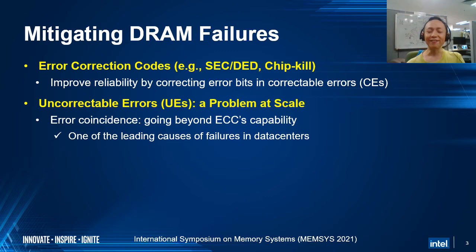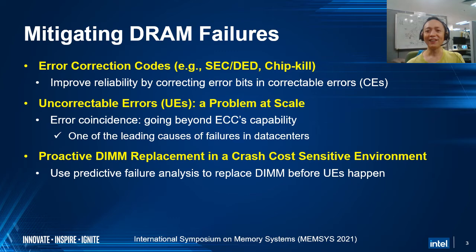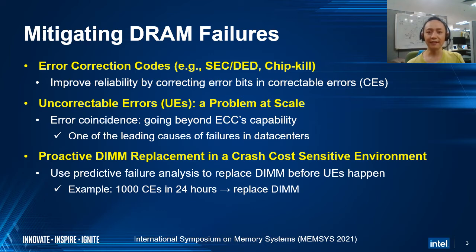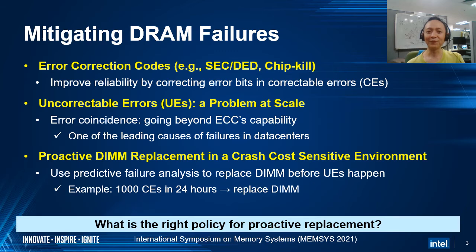As a problem at scale, it becomes one of the leading causes of failures in data centers. In some environments, the cost of a server crash can be significant. In those cases, one may consider replacing the DIMM proactively before UEs happen. This requires the use of predictive failure analysis. For example, if we see 1,000 CEs in the past 24 hours, the DIMM is predicted to experience future UEs and is to be replaced. The question then becomes, what is the right policy for proactive replacement?